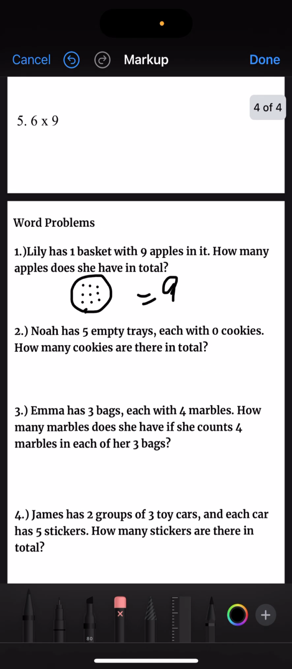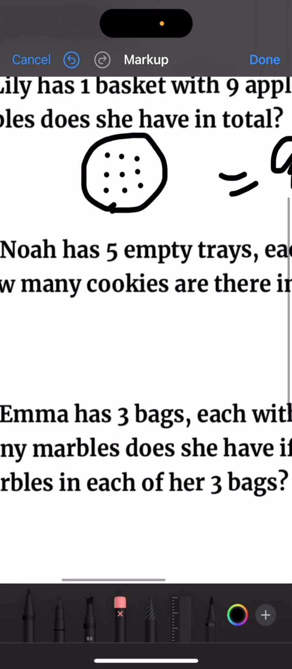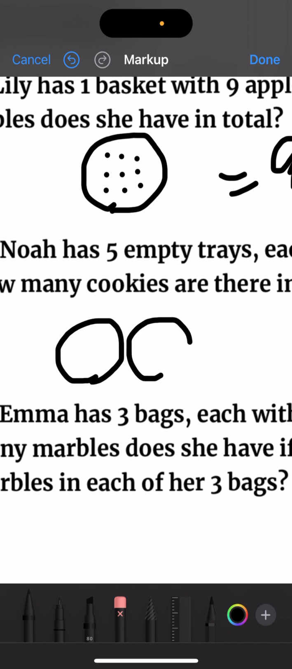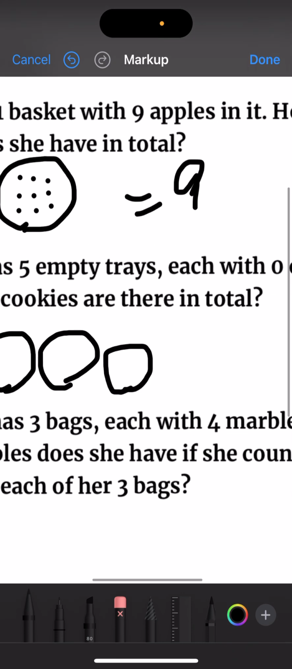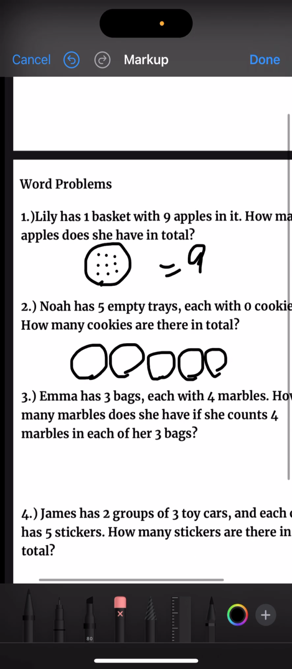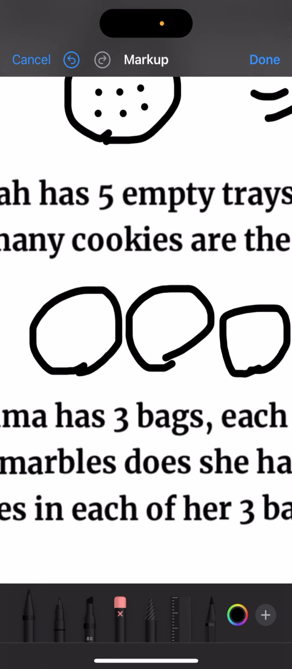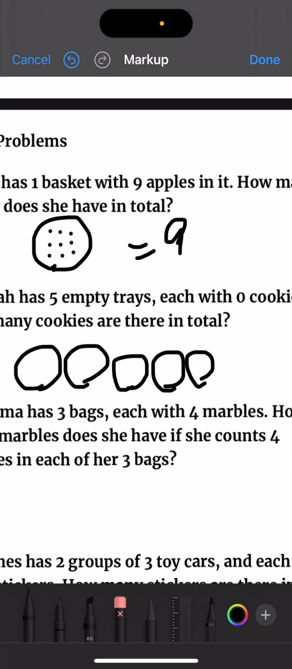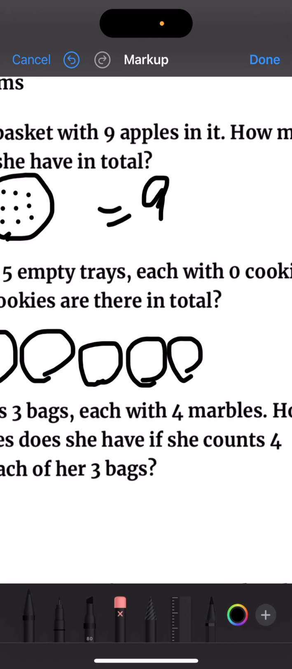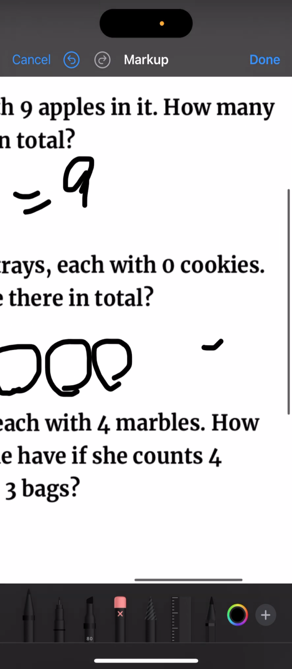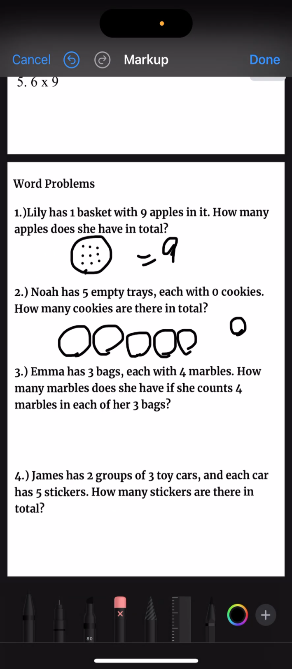Noah has 5 empty trays, each with 0 cookies. How many cookies are there in total? So these circles all represent trays. However, there are 0 cookies in each of those trays. Because there are no cookies at all, there are 0 cookies in total.